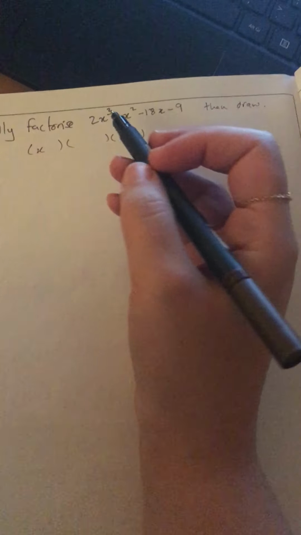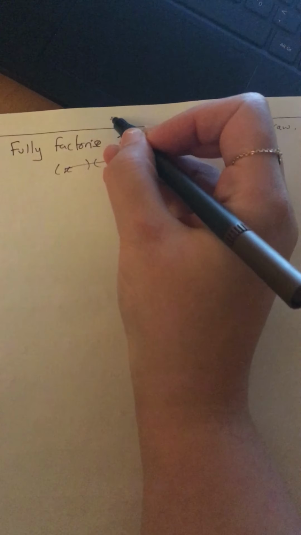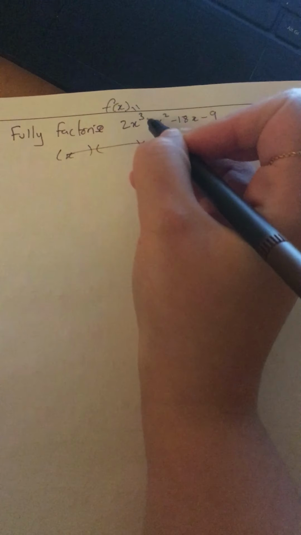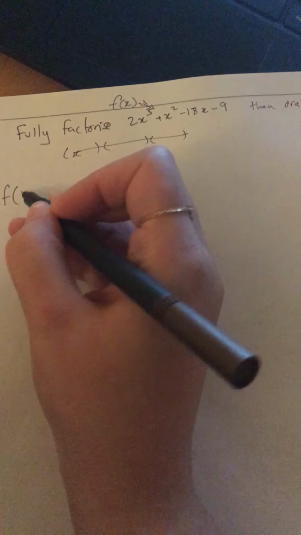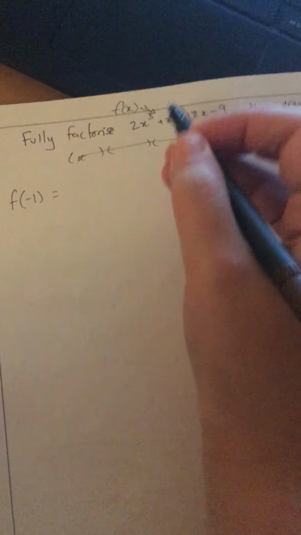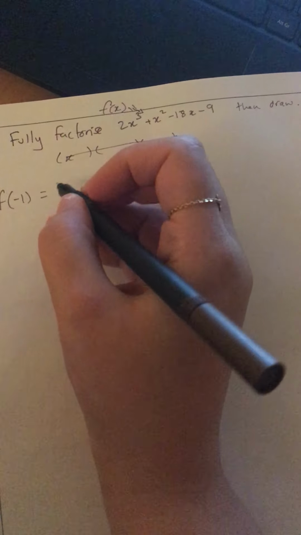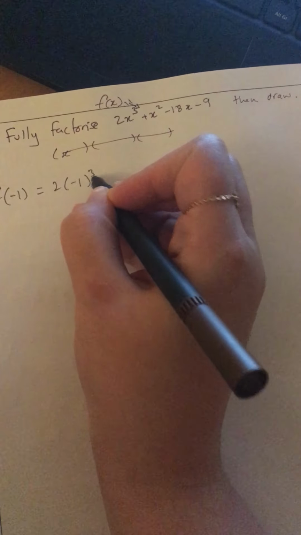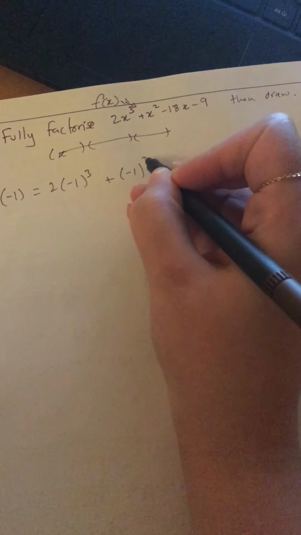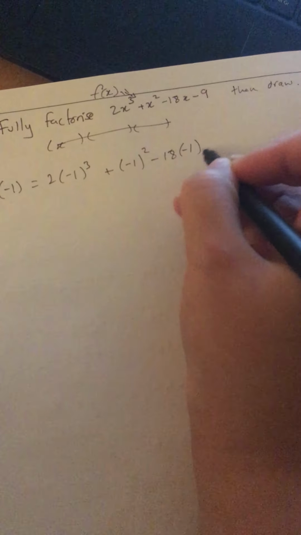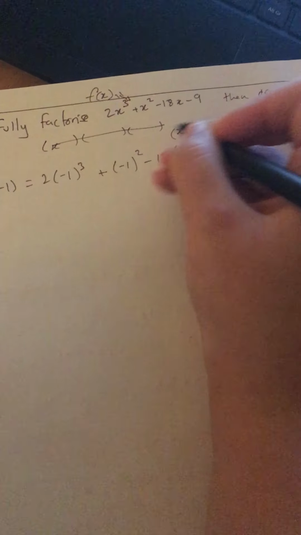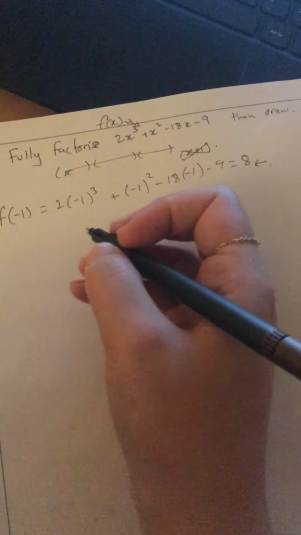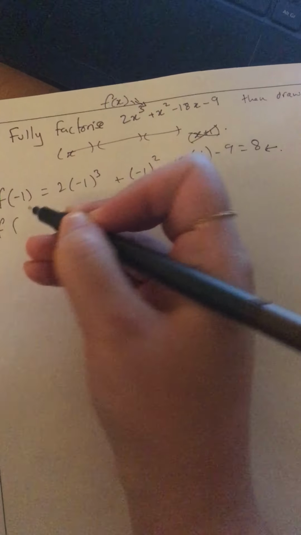Using the factor theorem, if I label this f of x, I can use f of minus 1, and in the place of x I put minus 1. I'm going to get 2 into minus 1 cubed plus minus 1 squared, minus 18 times minus 1, minus 9, which is 8. Because it's 8, minus 1 is not a factor. So x plus 1 is not a factor. I can't divide by it. That won't work. And the next one, I will choose f of 1.